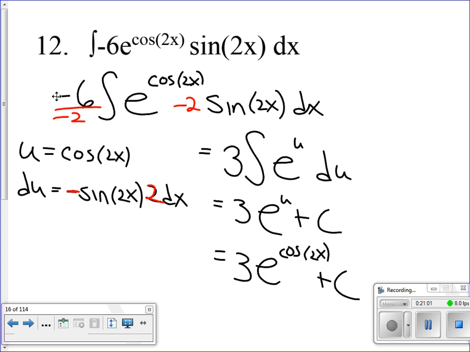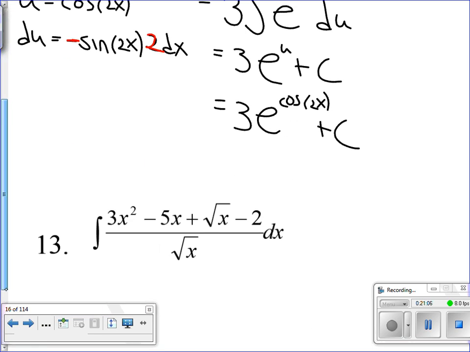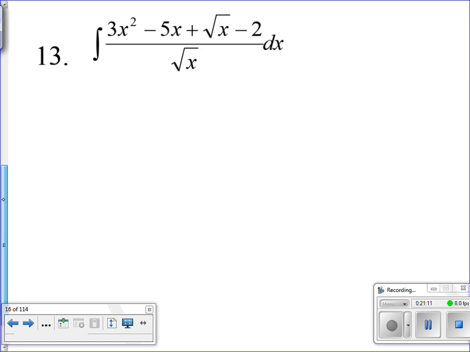Moving on to number 13. Let's move it down here. If you were tempted to make u the denominator, the numerator doesn't look at all like du. It's not off du by a constant, so that's not what it is. You just need to actually do the division first. When you're integrating a product or quotient, unless you're using u sub, you're going to actually have to do the multiplication first or do the division first. So we're going to divide first.